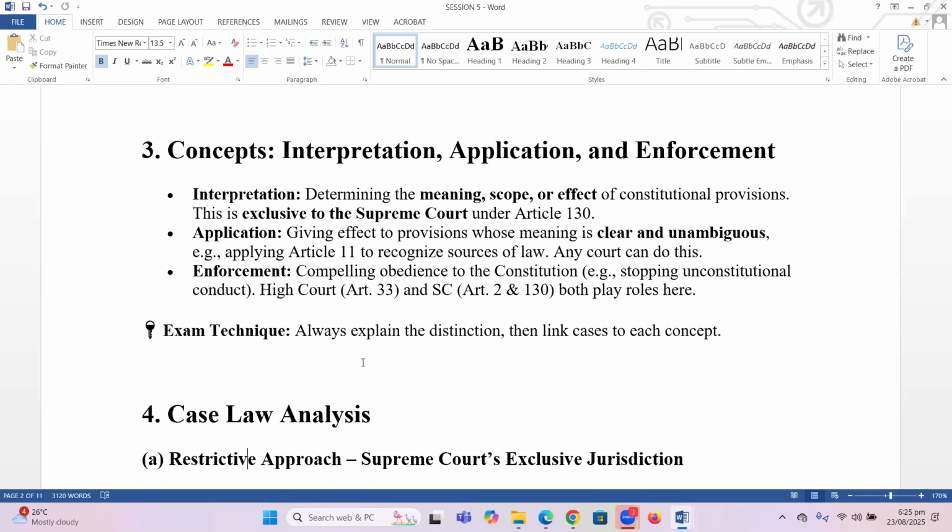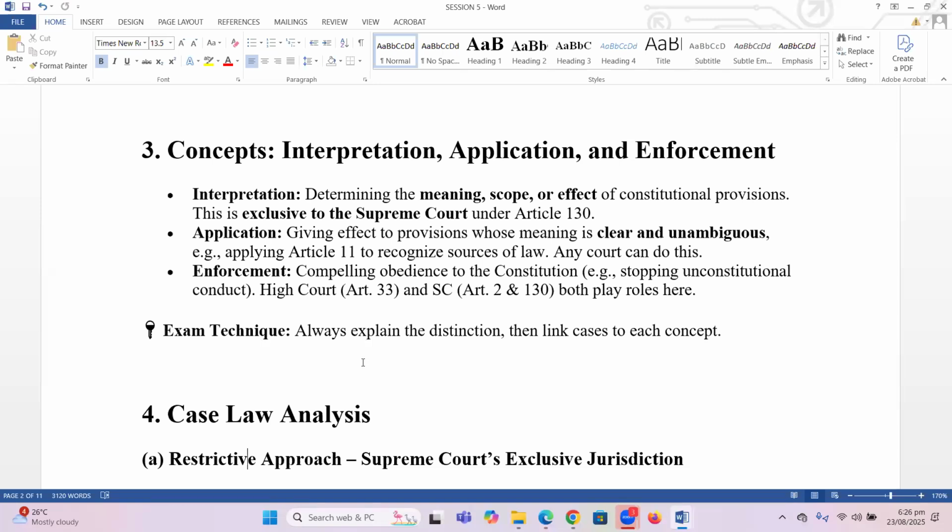Then what about application? In that case, there's no ambiguity. The provision is as clear as you can have it. And all that you have to do is just to apply it to a given situation or a given factual pattern. So that is application. You are just giving effect to it. Then we also have enforcement. Enforcement, compelling obedience to the Constitution.